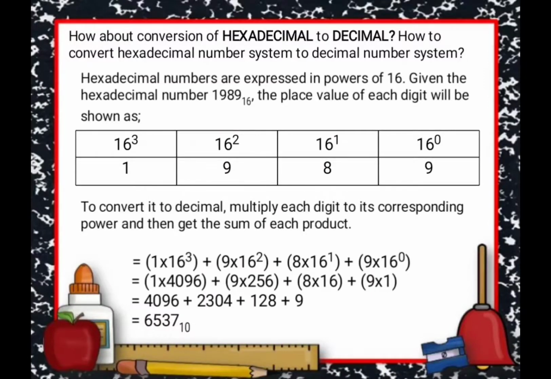So here the final decimal number of 1989 hexadecimal is 6537. So that is how to convert hexadecimal to decimal numbers. Okay, so I will give you another example.